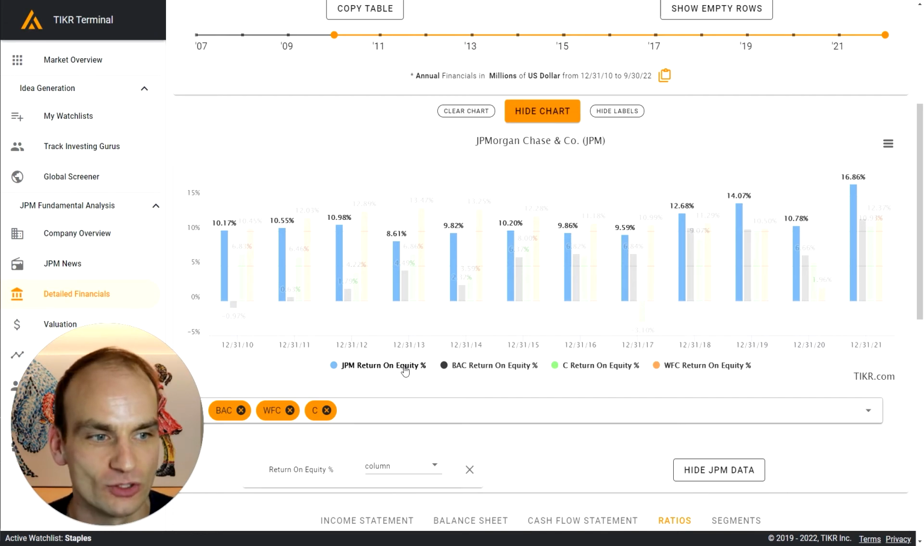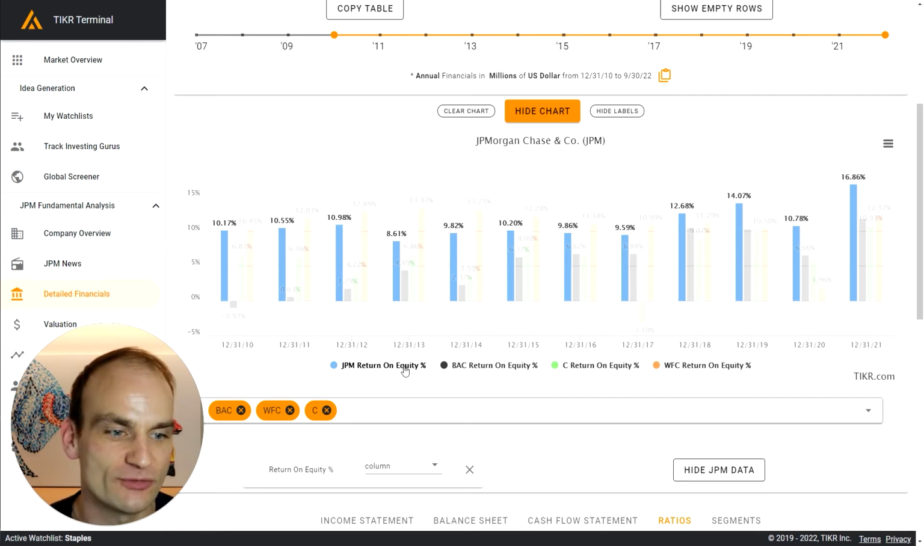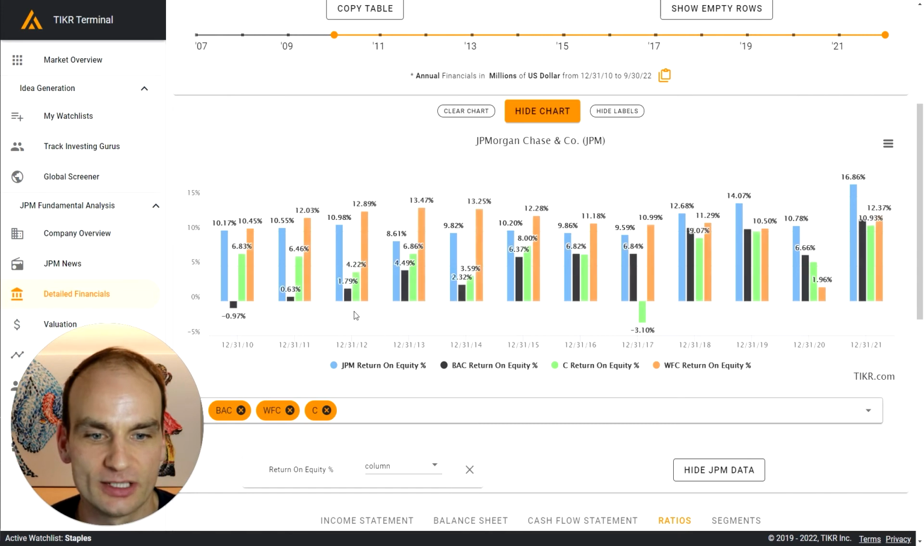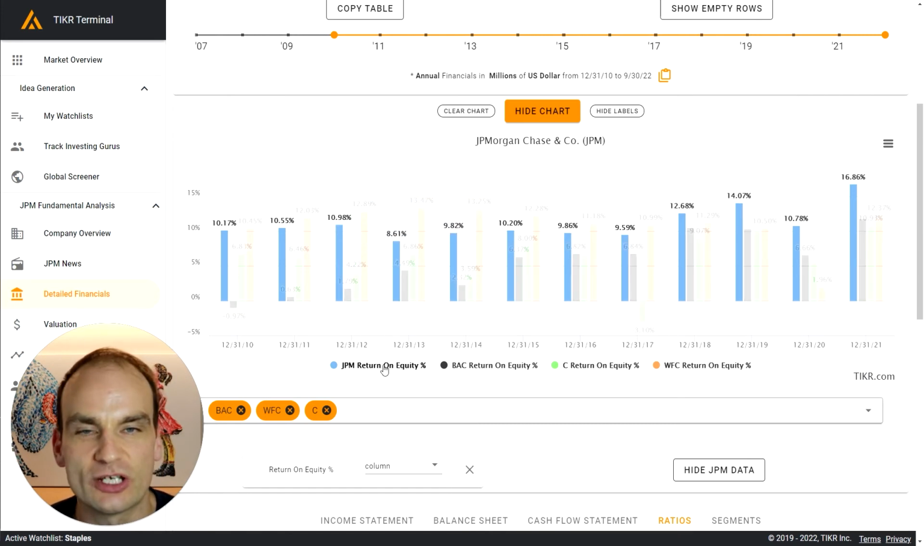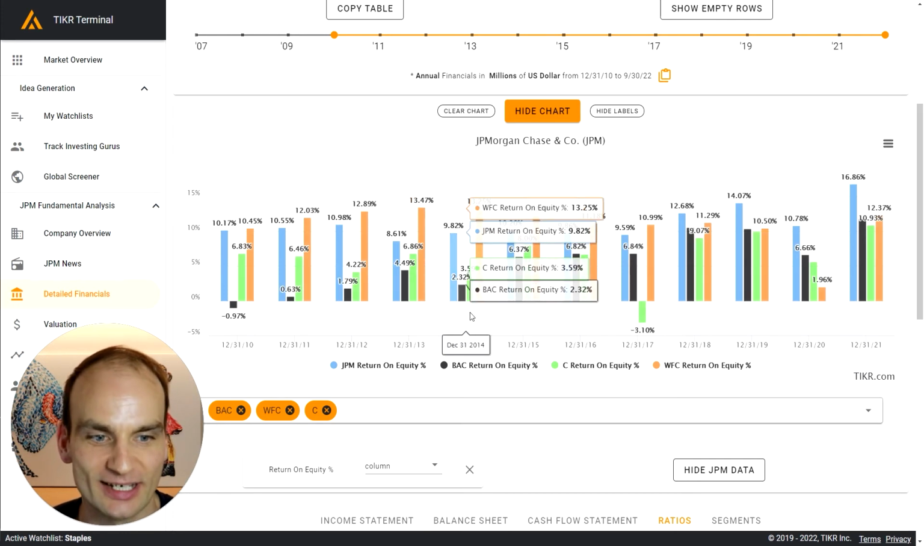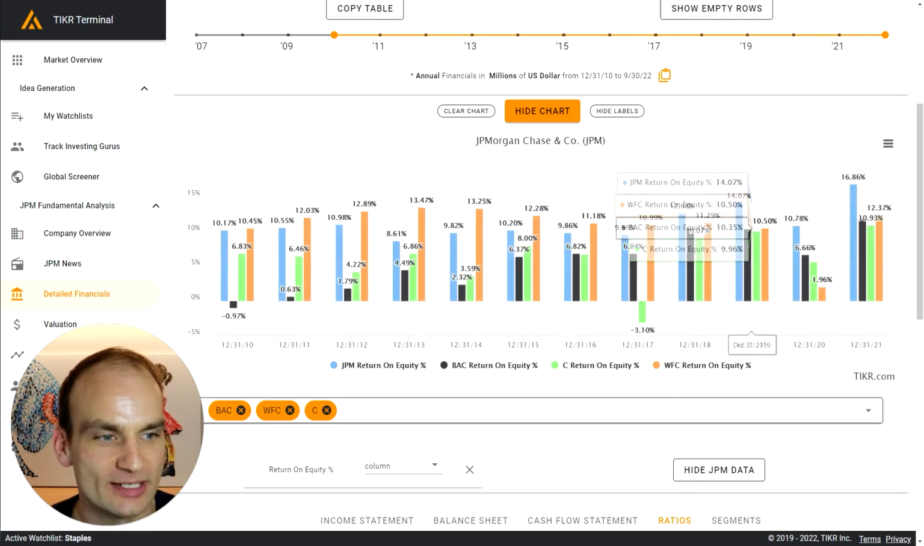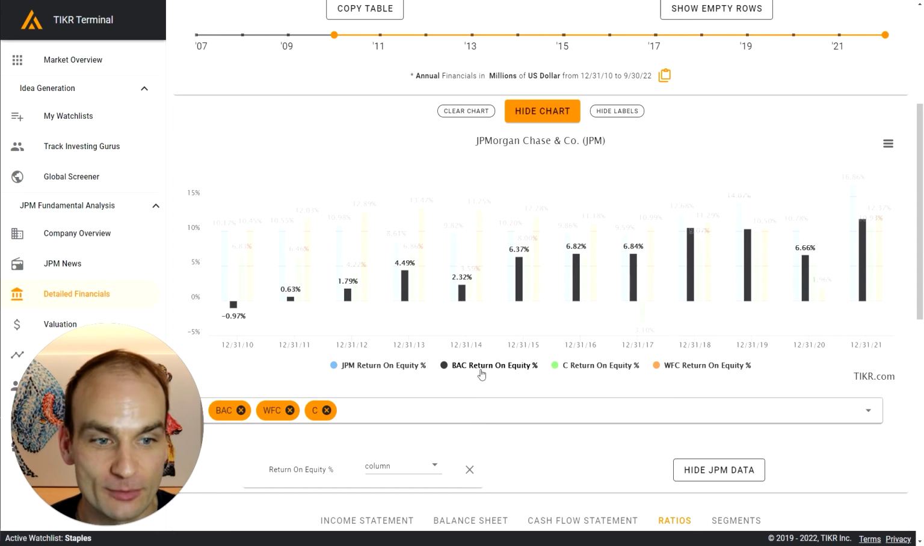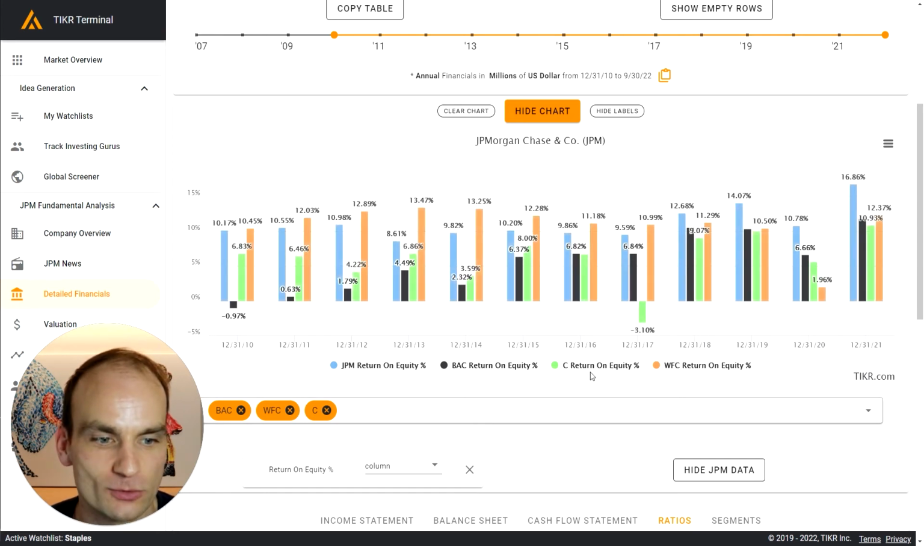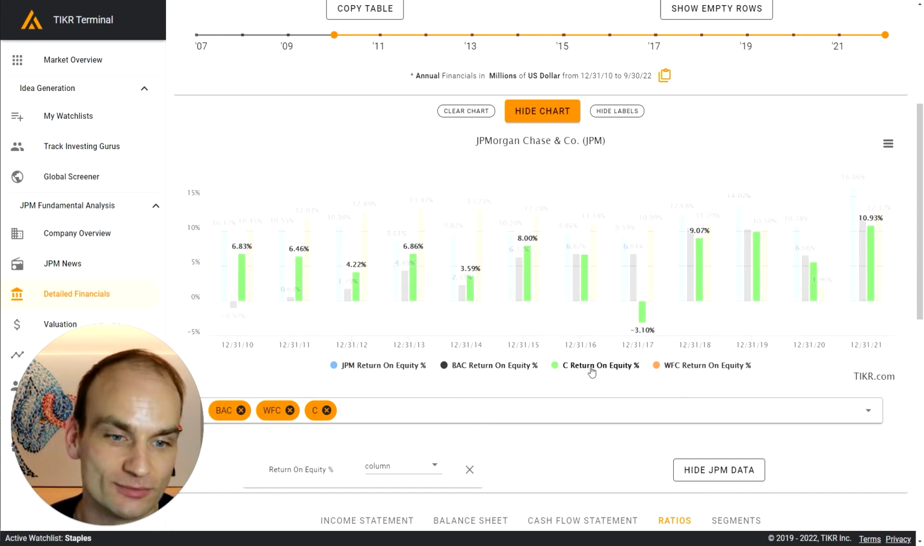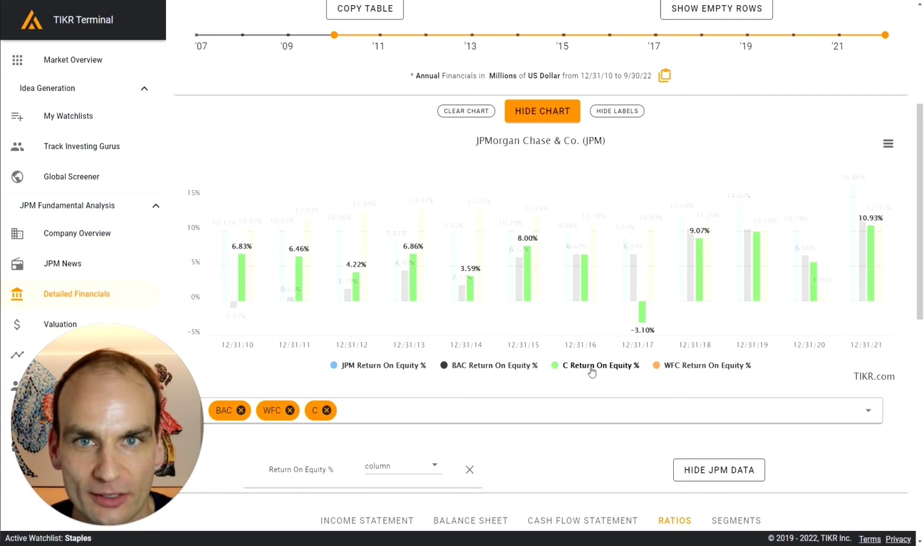Fantastic performance long term, and almost every year, outside of a couple of years in the mid-teens, we've seen JP Morgan as the most profitable bank. Wells Fargo has actually been falling downhill ever since 2014. And over the past couple of years, you're seeing Bank of America continue to perform on return on equity and Citigroup continue to, it's a little bit spotty, but grow its return on equity.